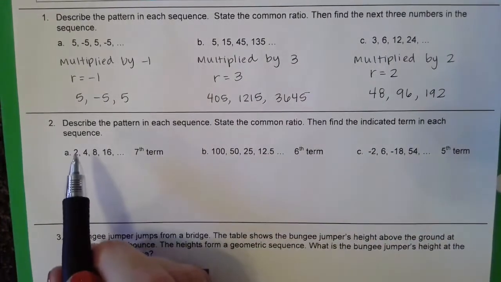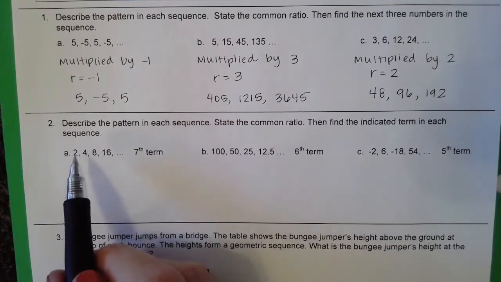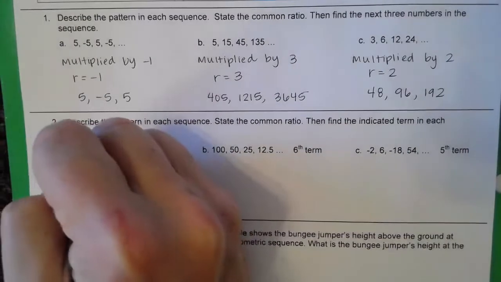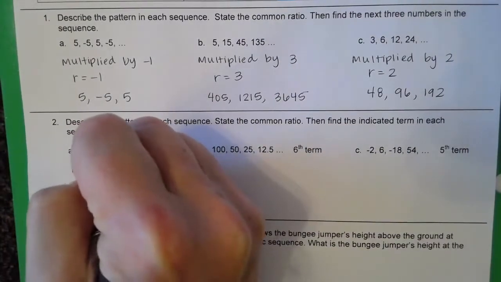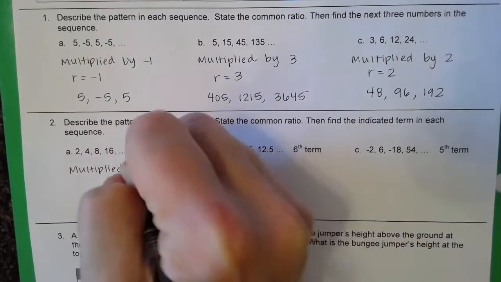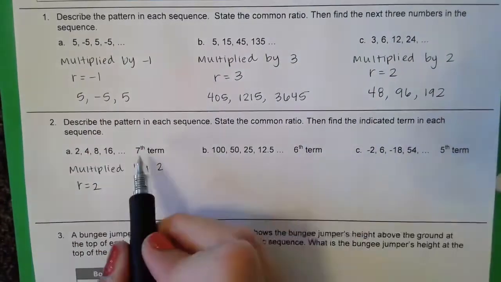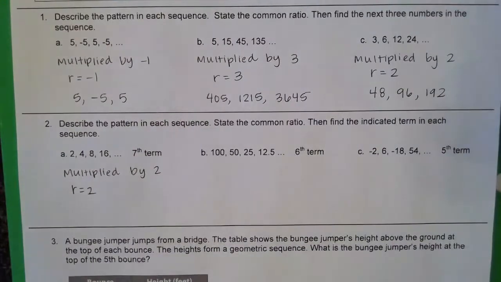So in the first list, they give you 4 numbers. It starts with a 2, and then it goes to 4, and then 8, and then 16. So the pattern in this one is that it's being multiplied by 2, which means my common ratio is 2. To find the 7th number in the list, we only know the recursive format of these sequences. So to find the 7th number in the list, they gave you the first one, the second one, the third one, and the fourth one.